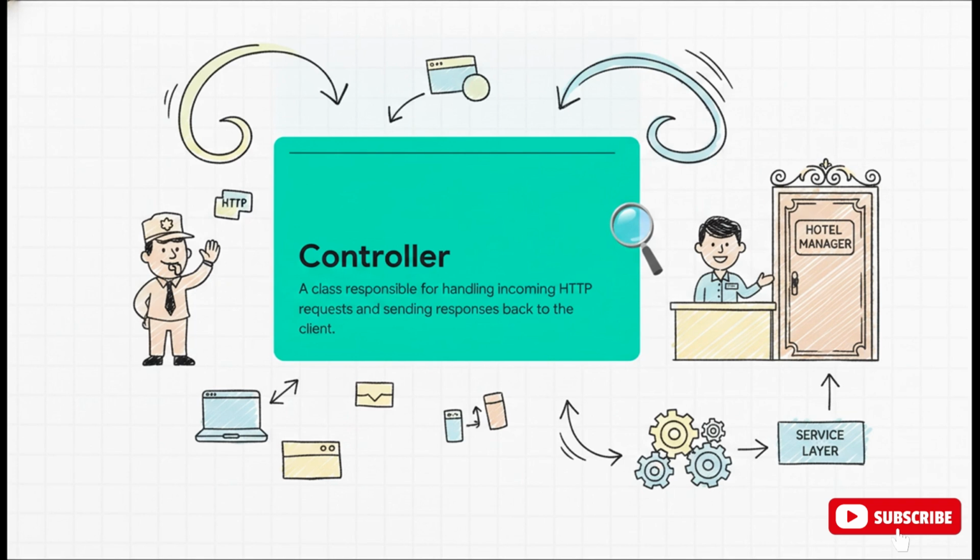When an HTTP request comes knocking on your app's door, the controller greets it, figures out what it wants, and then delegates all the heavy lifting to the hotel manager, which in the NestJS world is your service layer. The controller shouldn't be doing any complex business logic itself. It literally just routes the request, waits for a result, and hands that result back. This separation of concerns is the absolute secret to keeping your application clean and scalable.